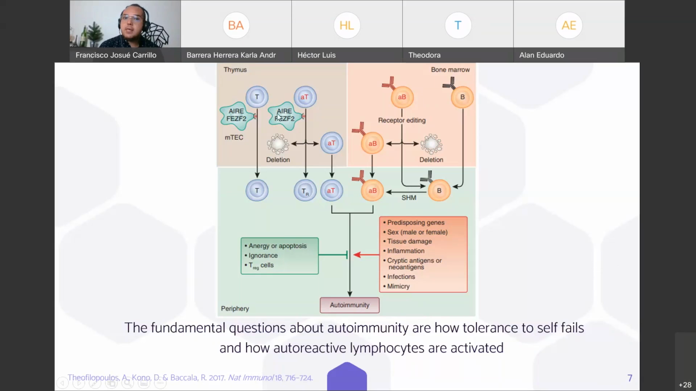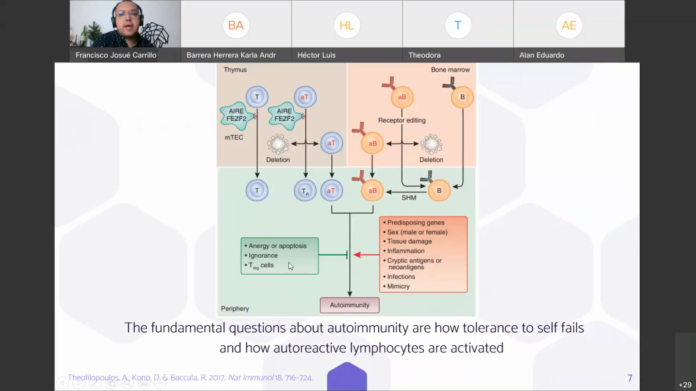So if you may see, this is the normal mechanism that may occur. So this is, sorry, the positive selection T cell which is developed, and they are successful in this test, and this may go through to the periphery.